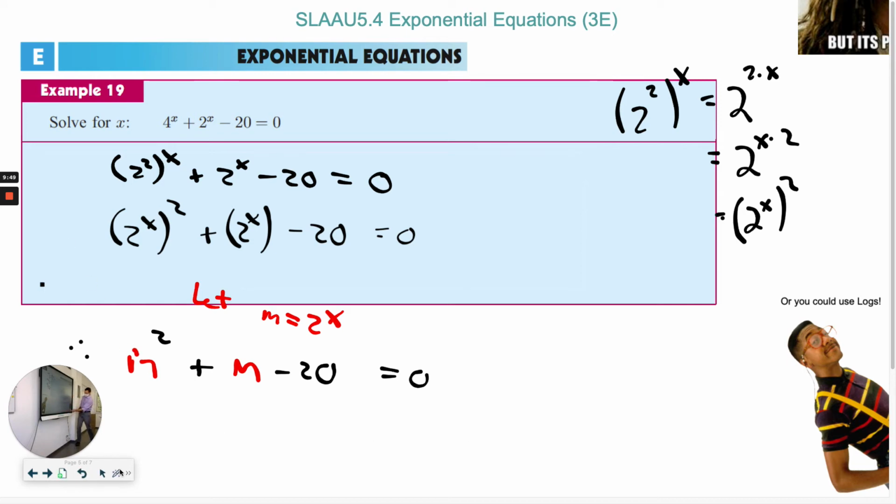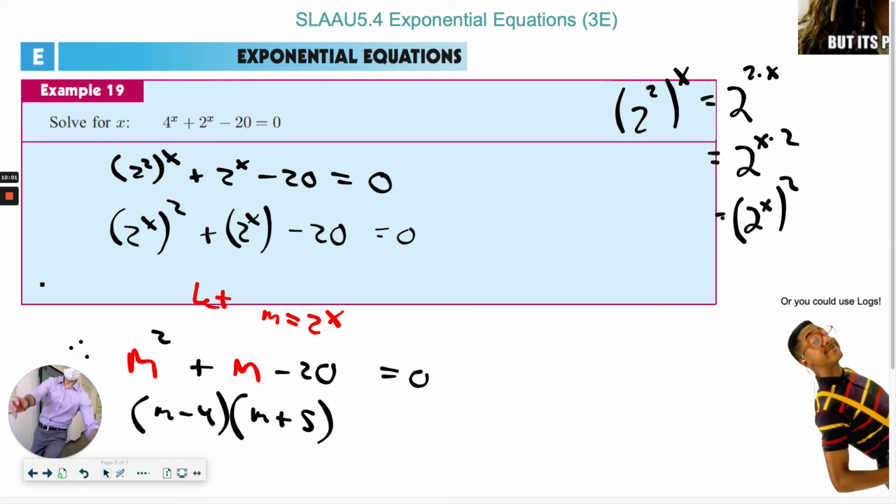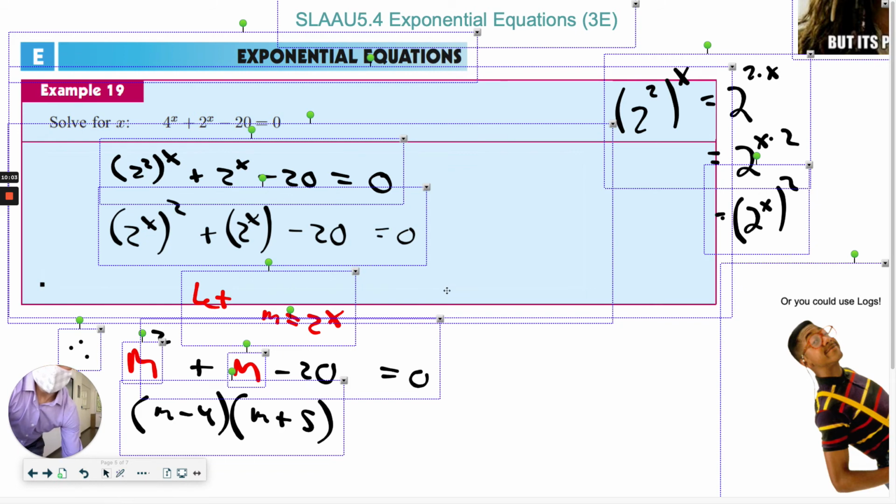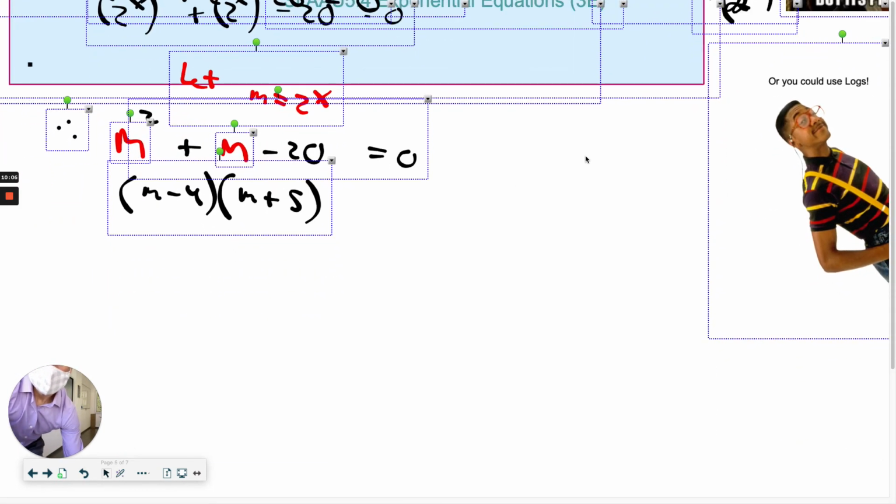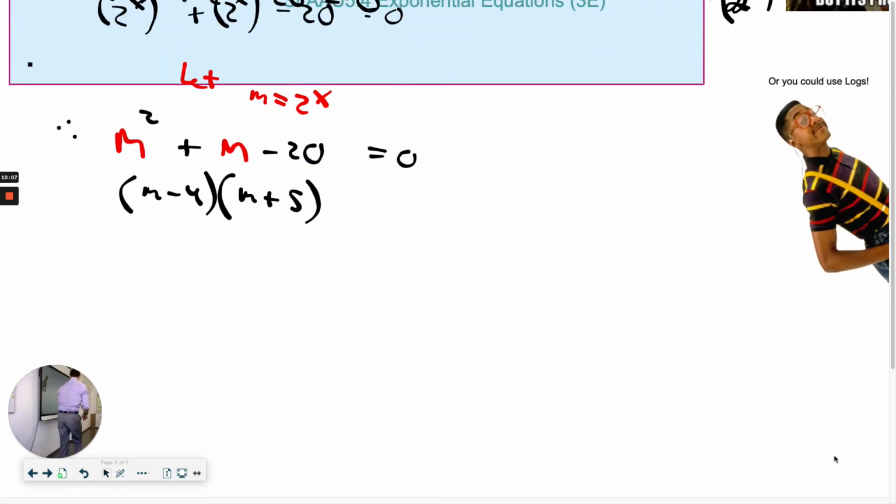Oh yeah, that's perfect. That's exactly what I want to do. So then this turns into m minus 4 and m plus 5 equals 0. And therefore, m equals 4 or m equals negative 5. And so we can resubstitute in. m was really 2 to the x, and 2 to the x.